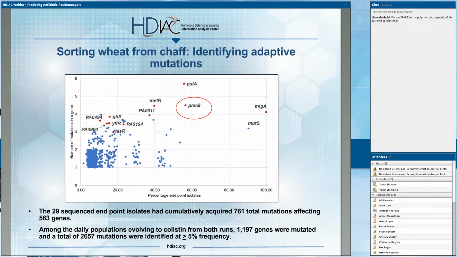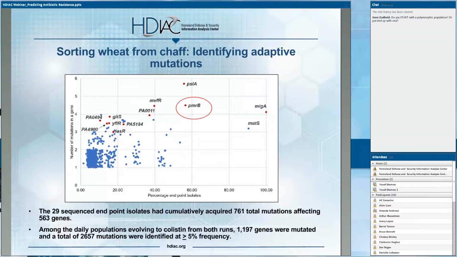So one of the problems you have when you have a hypermutator is you have mutations kind of everywhere, and you need to figure out which mutations are actually adaptive and which mutations are just random. So you need to sort the wheat from the chaff, basically. So for instance, in 29 endpoint isolates of Pseudomonas in one of our experiments, they had accumulated 761 total mutations affecting 563 genes.